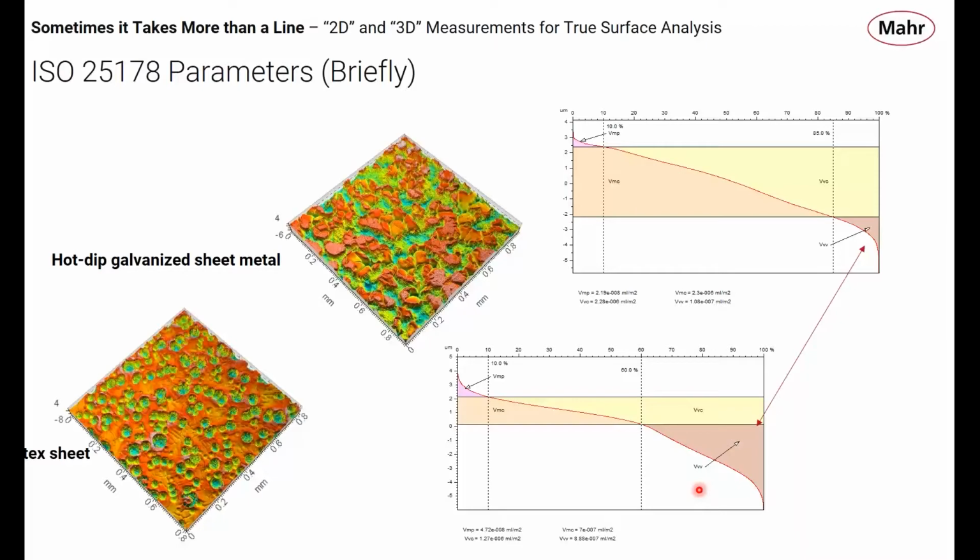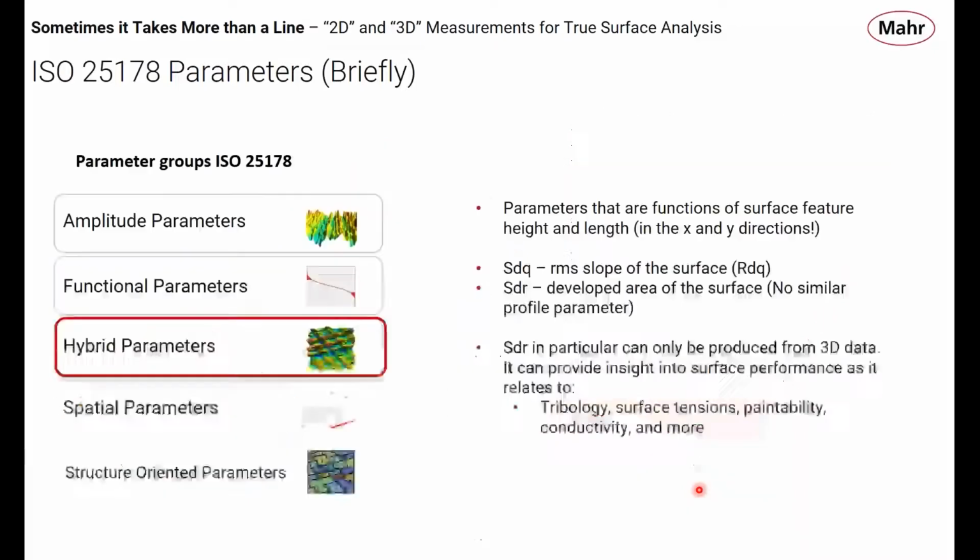That was a lot of information there about a big set of parameters. There's a webinar just on this Abbott-Firestone curve, there's a webinar or two. If you do have any questions, feel free to fire away at the end.